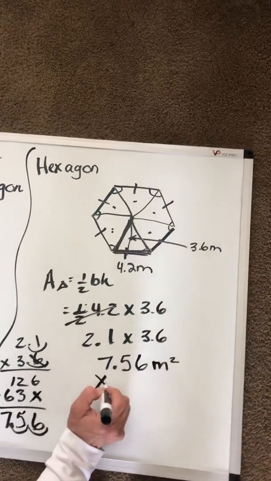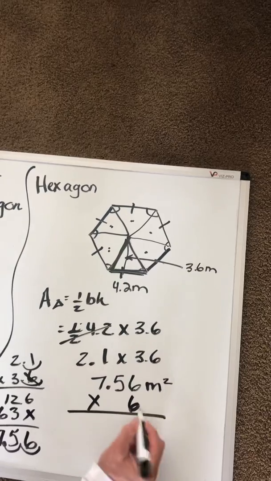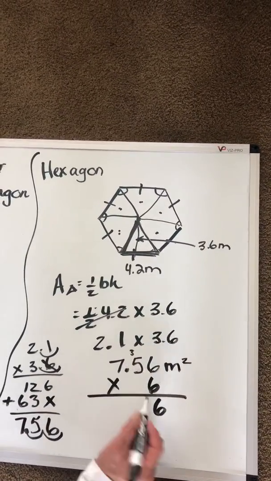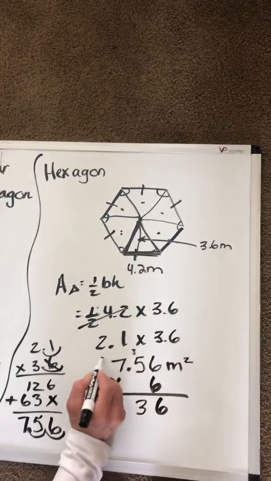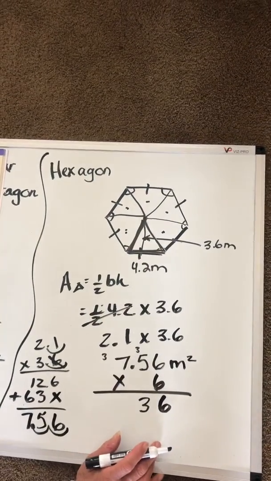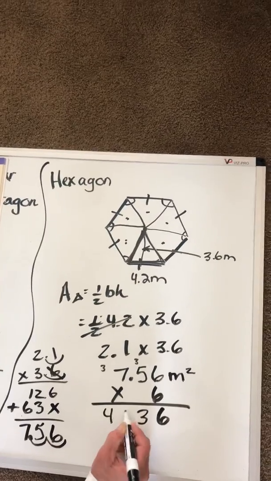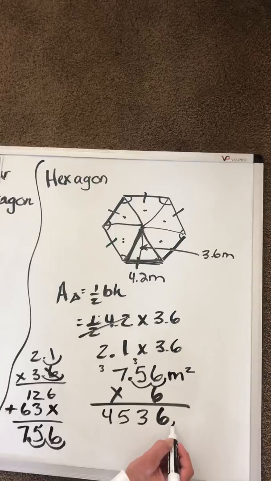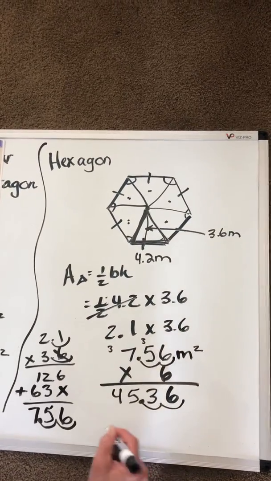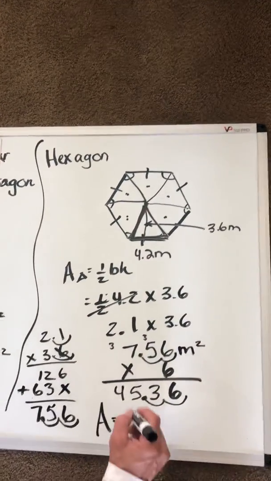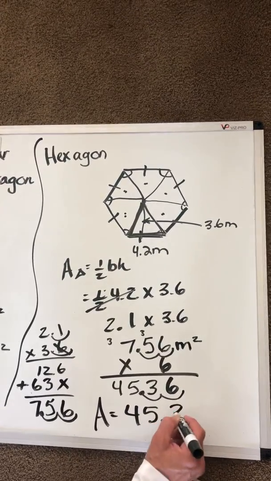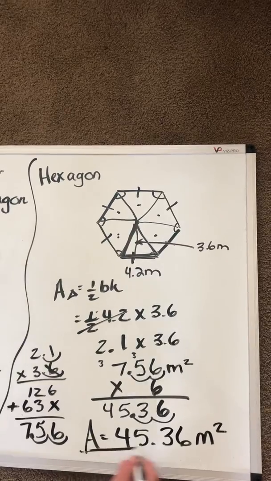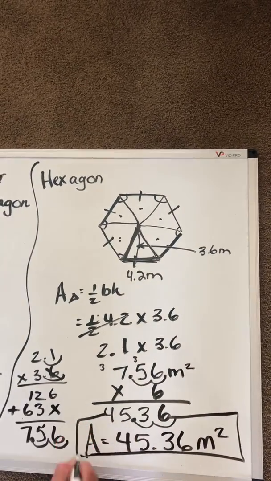So we need to multiply this by 6. 6 times 6 is 36. Carry your 3. 6 times 5 is 30, plus 3 is 33. Carry your 3. 6 times 7 is 42, plus 3 is 45. Go back up. You're moving your decimal point 1, 2 places. So the area of this regular hexagon is 45.36 square meters. That is the area there.